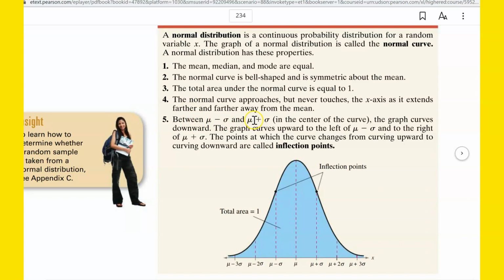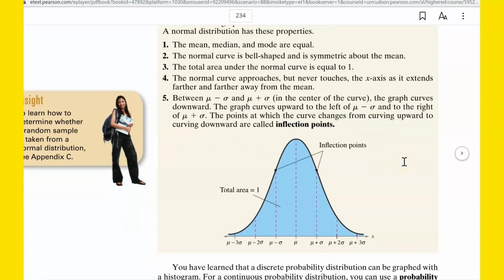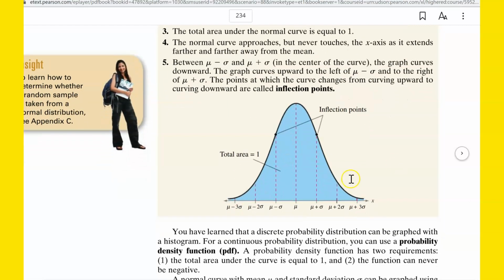Between mu minus sigma and mu plus sigma, mu being the mean and sigma being the standard deviation, in the center of the curve, the graph curves downward. The graph curves upward to the left of mu minus sigma and to the right of mu plus sigma. The points at which the curve changes from curving upward to curving downward are called inflection points. So the graph is curving up. We would call this concave up. Concave up is like a bowl that is right side up that holds water.